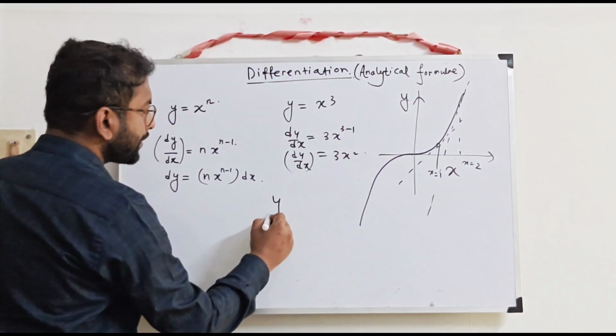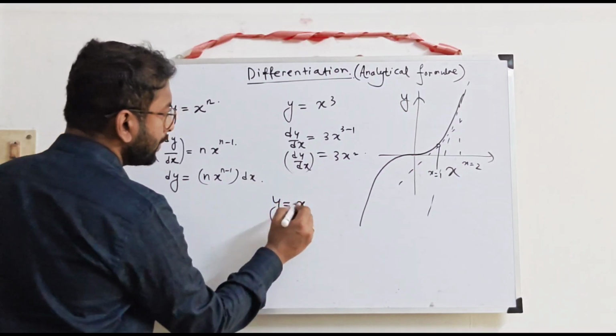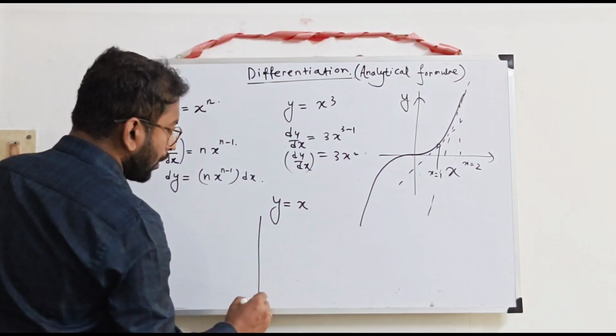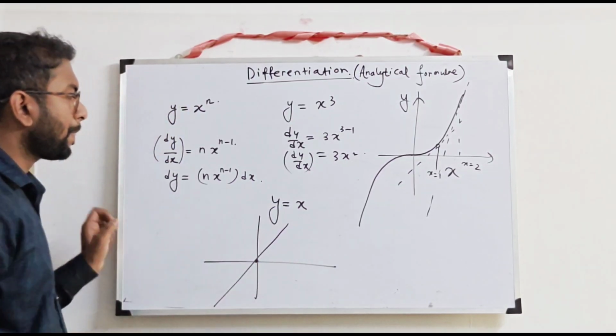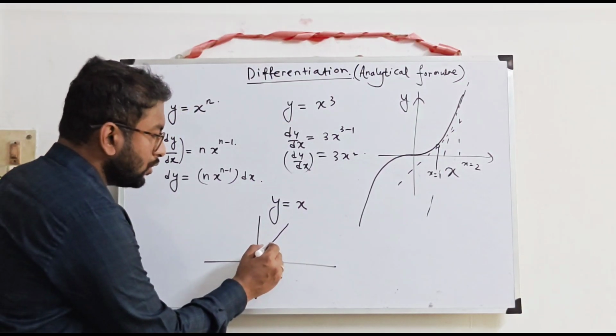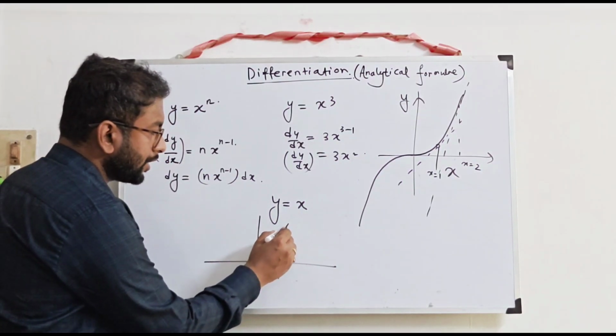Let's say this is the function y equals x. If I plot the function, it will look like this, passing through the origin. Now see, if I tell you this is the x equals 1 point on the graph, this is x equals 2.